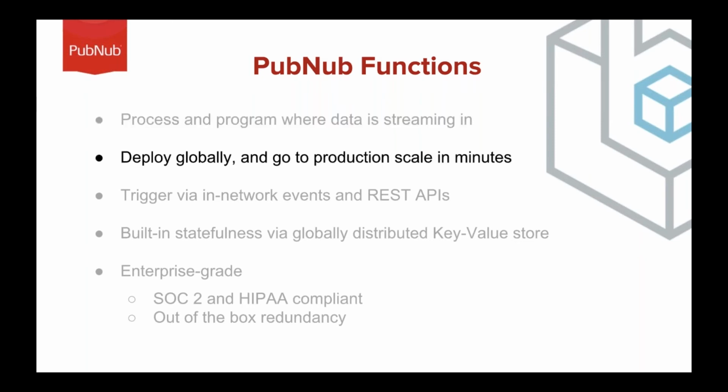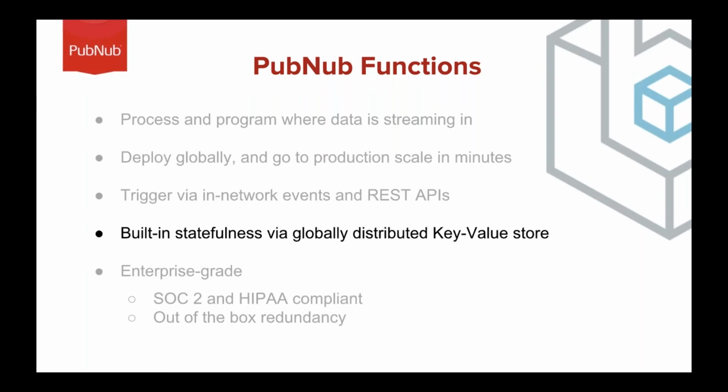Let's break down the characteristics of Functions a little bit further. As we mentioned, PubNub Functions sit in the middle of the network, and they process and program your data as they are streaming it. And this removes the necessity of storing your data somewhere before you process it, having your data store and everything. PubNub Functions are deployed globally, as Grace mentioned, we have 15 points of presence around the globe.